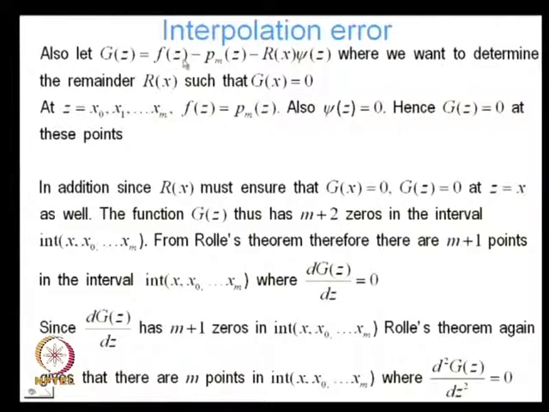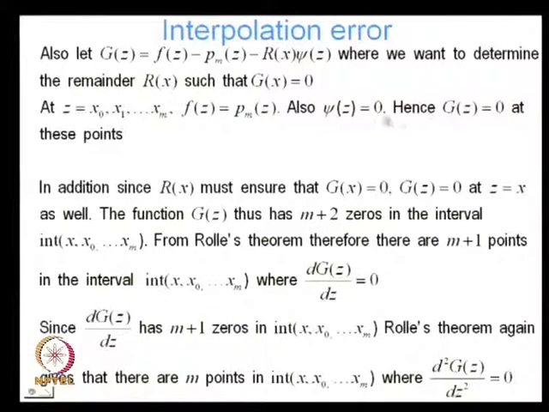So since f of z is equal to Pm of z at x0, x1 and xm, and psi of z is equal to 0 at x0, x1 and xm, g of z must be 0 at x0, x1 and xm. In addition, we are going to choose r of x such that g of x is equal to 0. So that means that g of z is equal to 0 at z equal to x as well.